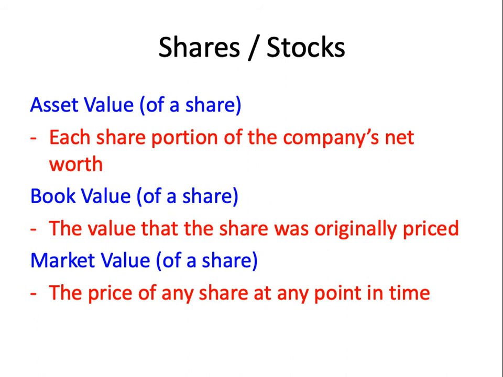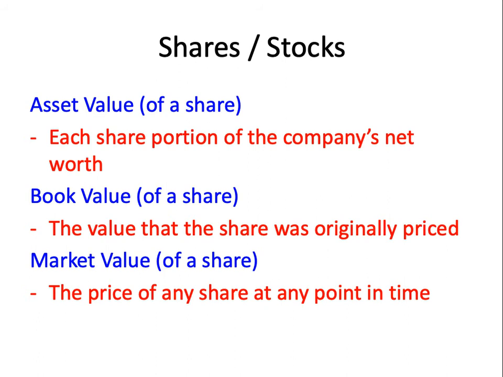If you divide that cash up amongst every single one of its shareholders, that is the asset value of one share. One share's portion of the company's net worth. And net worth is assets minus liabilities: all the stuff that they own of value, take away all their debts. And so that is asset value.